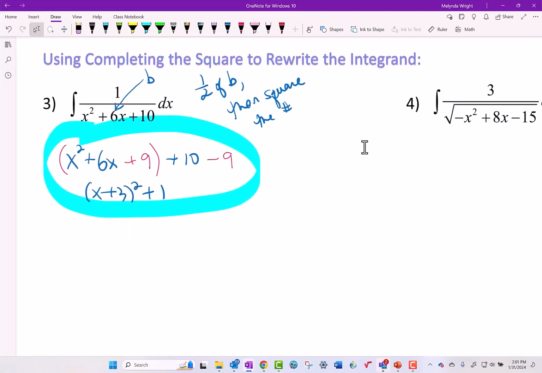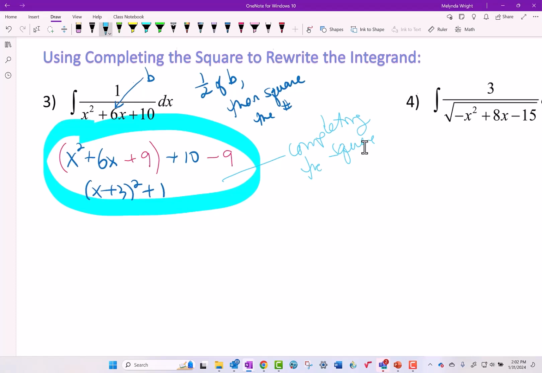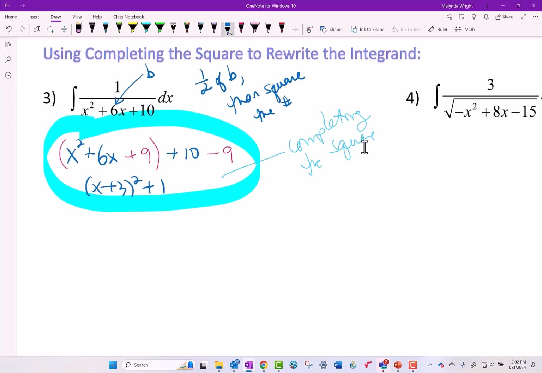All right, so this part right here is the completing the square part. That's just completing the square work. So now I'm going to rewrite it into the integral. So I have 1 over x plus 3 squared plus 1.